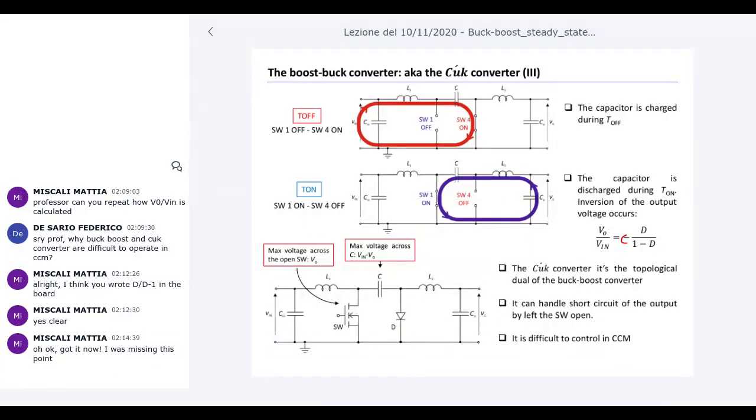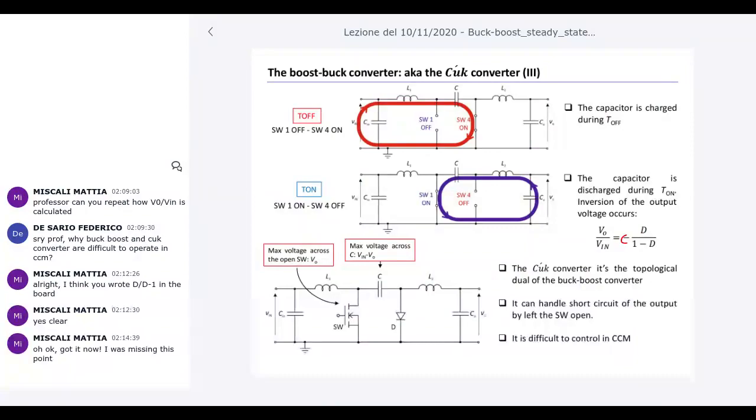Okay. Another question is from Desario Federico. Why are buck boost and Chuk converters difficult to operate in CCM? It's always the same answer that I already gave previously. They are derived from the boost: the buck boost, and the Chuk, or the boost buck if you want. So they include a boost.